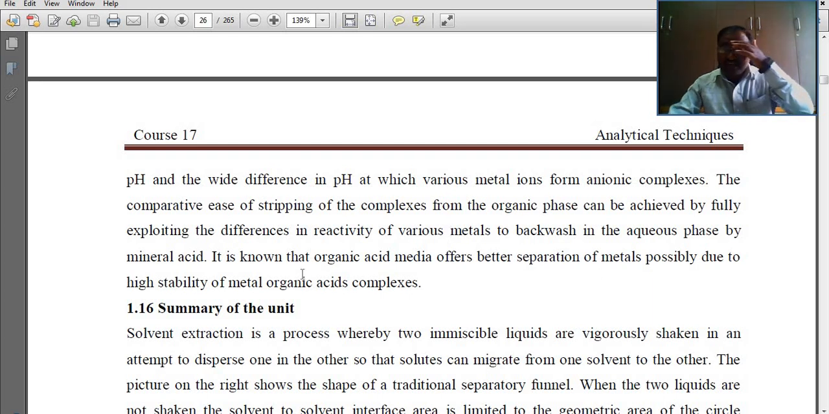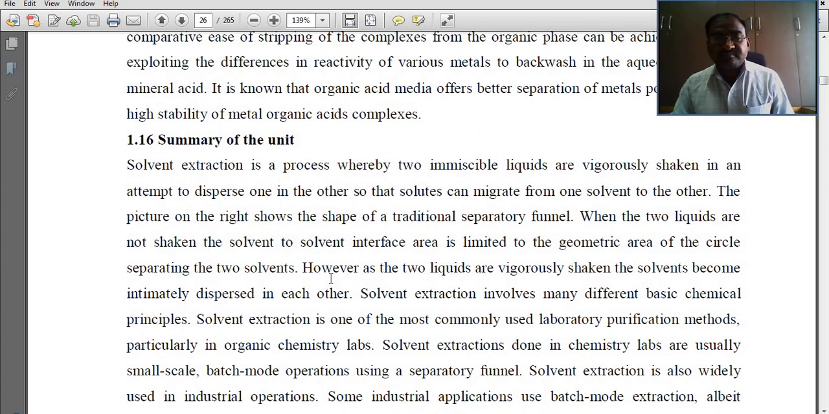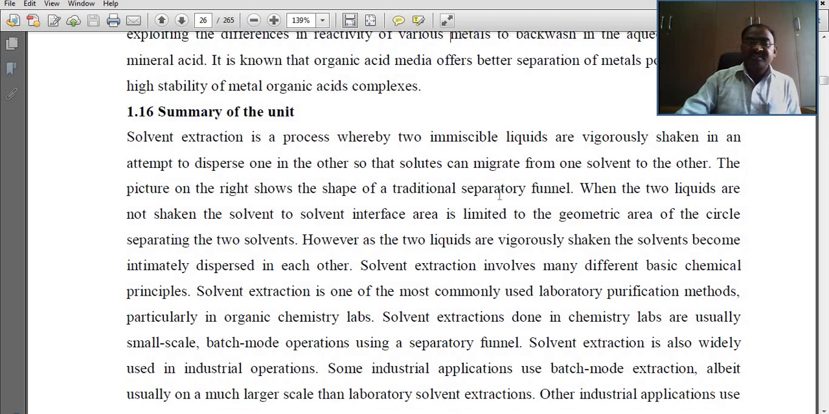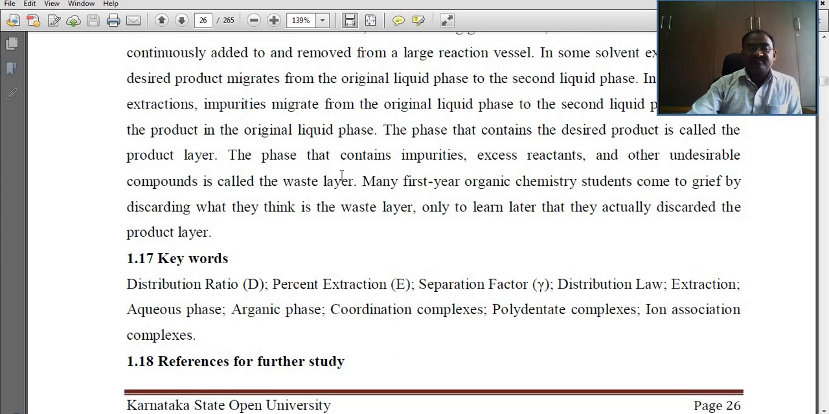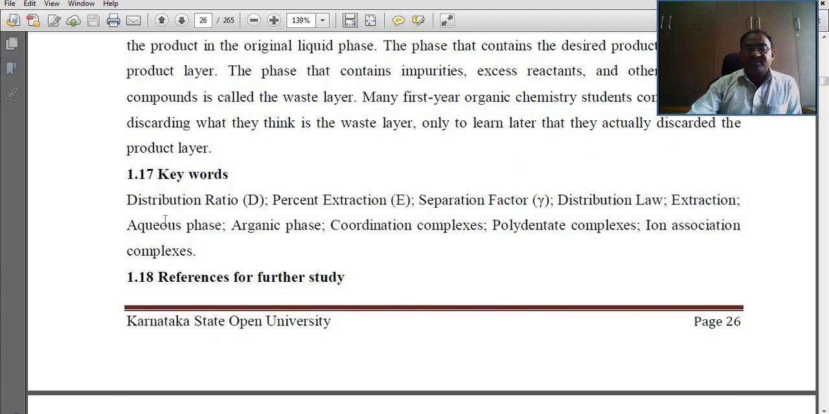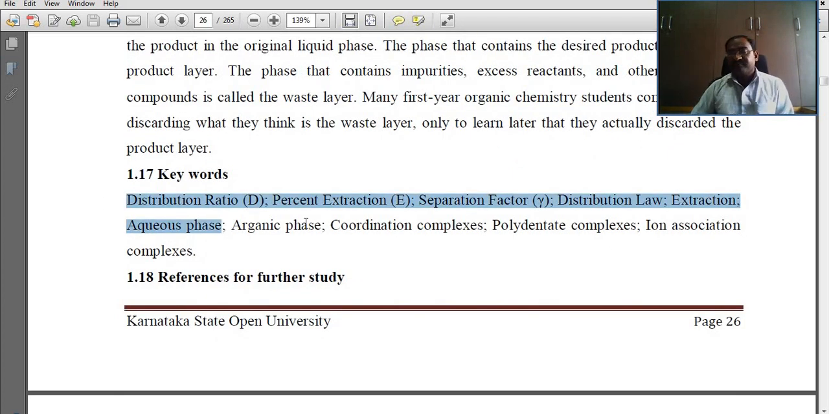Let us summarize that topic or unit. Solvent extraction is a process whereby two immiscible liquids are very vigorously shaken in an attempt to disperse one in the other so that solutes can migrate from one solvent to the other. Okay, we are going to summarize that. The very important keywords: distribution ratio, percent extraction, separation factor, distribution, everything.